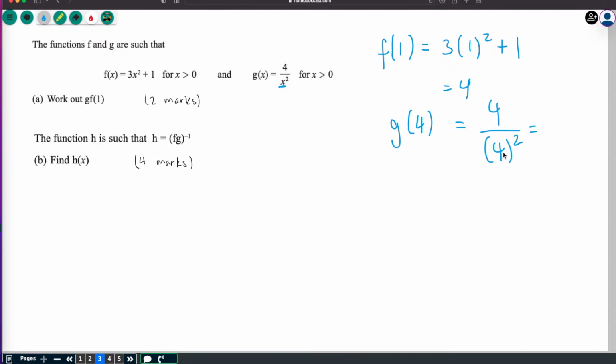Anything at all. So 4 over 4 squared, or that's 4 over 16. That simplifies to 1/4. So your final answer there is 1/4.